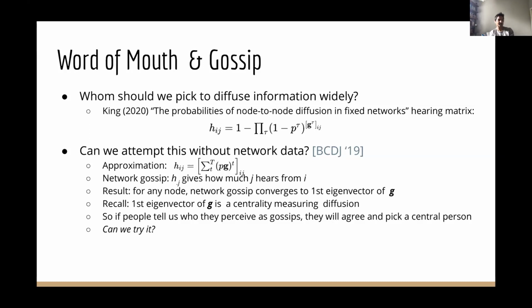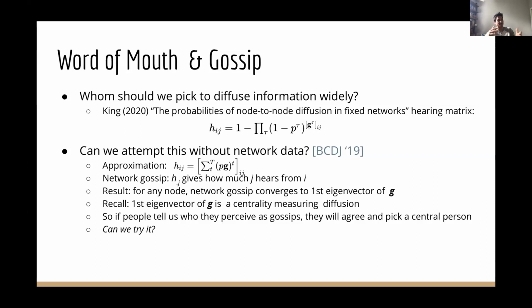And here's an observation we had. If you look at person J and you ask yourself, how much does person J hear from person 1, person 2, person 3, and so on? This is a column in this matrix. And it has the property that every one of these columns converges to something that's proportional to the same object, which is the first eigenvector of the adjacency matrix. It's called eigenvector centrality in network jargon.